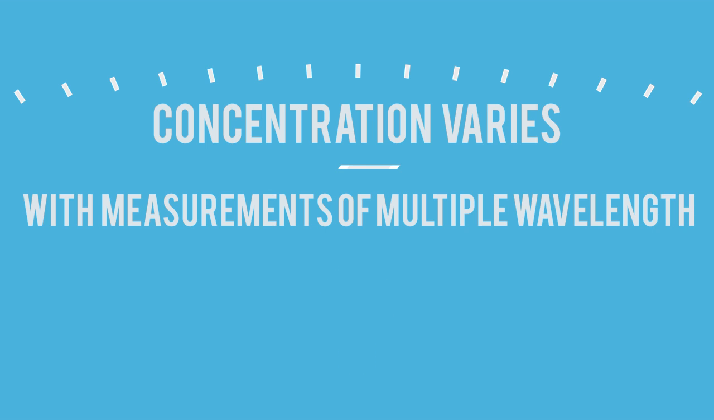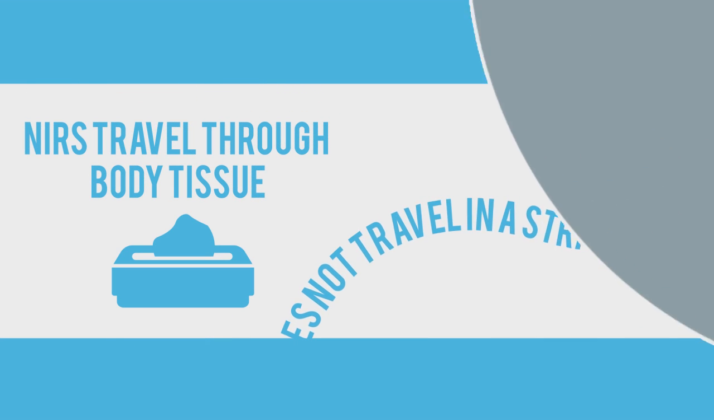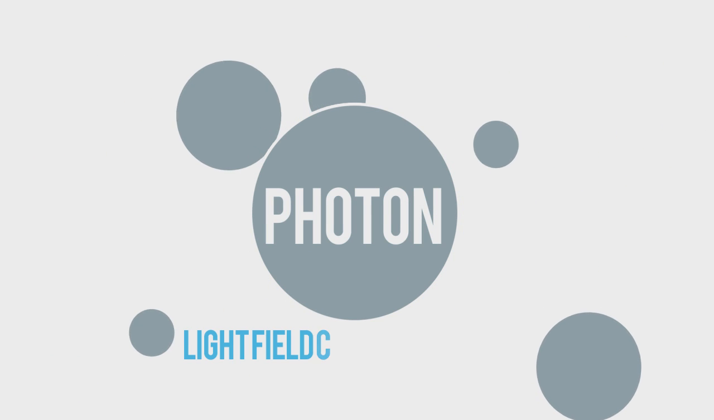of light. When NIRS light travels through tissue, it does not travel in a straight line. Instead, each photon moves in a random direction from one scattering to the next. The light field created by the photons is called diffuse.